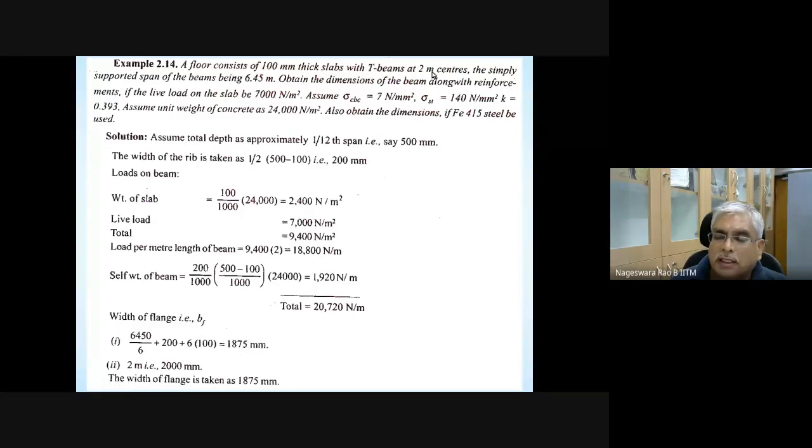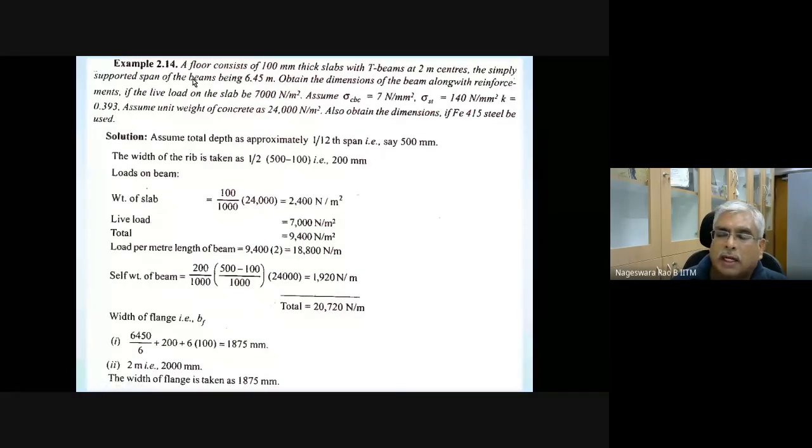This distance is required for us to calculate the effective flange width. So take a note of it. These T-beams are 2 meters center to center, with a simply supported span of 6.45 meters. Simply supported information is given.